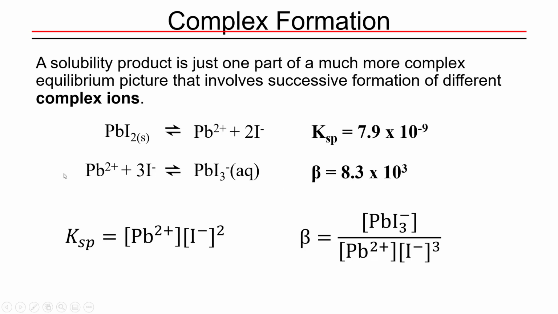Now, there are two ways to represent the formation of PbI3 minus in equilibrium terms. In general chemistry, you might have been introduced to the first of these, which is known as an equilibrium formation constant, or a KF, which describes the formation of PbI3 minus as the reaction of PbI2 solid with a further mole of I minus to form the complex ion PbI3 minus.